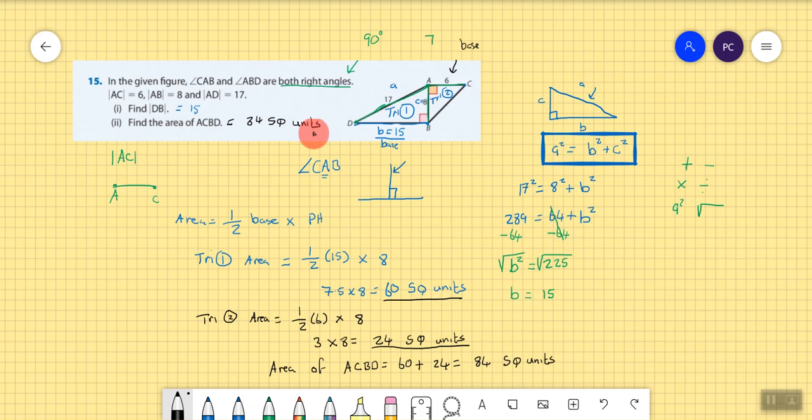And that's it. You're just finding the area of two triangles and adding them together. And you're also using Pythagoras' theorem to work out the length of one of the sides. Okay, hopefully that makes sense.